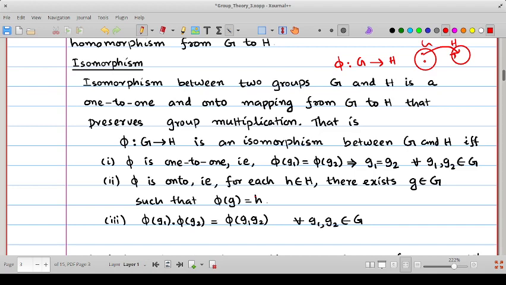Now the map has to satisfy these two properties, and it should also preserve the group multiplication. That is, for any two elements G1 and G2 of the group G, phi(G1) times phi(G2), this is the group multiplication in H, should be equal to phi of G1 times G2. So if there is such a map between two groups, which is one-to-one and onto, and also preserves the group multiplication, then it is called an isomorphism.